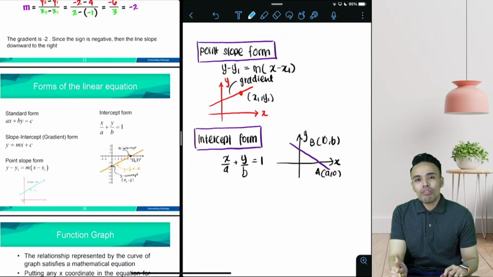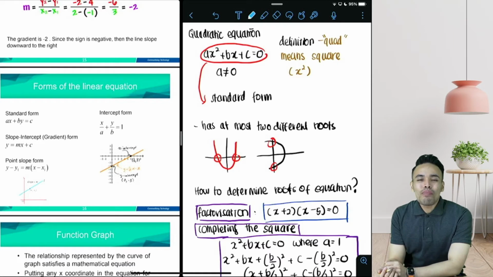As you can see from this illustration, it must provide the information of the x-intercept and y-intercept in order for you to use this formula. The x-intercept is represented by point A(a, 0), meanwhile point B represents the y-intercept, which is (0, b). By identifying the x-intercept and y-intercept of the straight line, you can simply substitute into the formula to form the equation of a straight line.